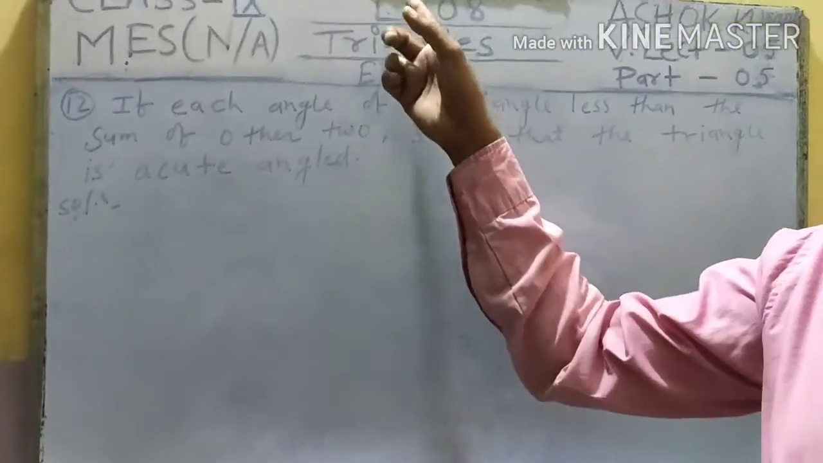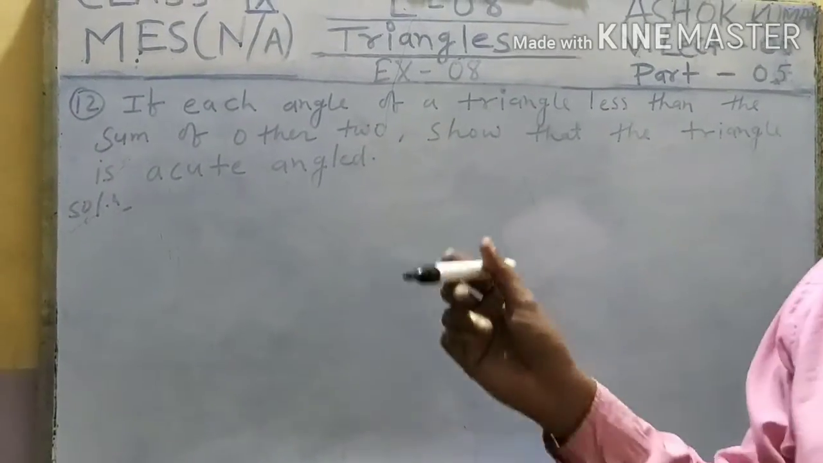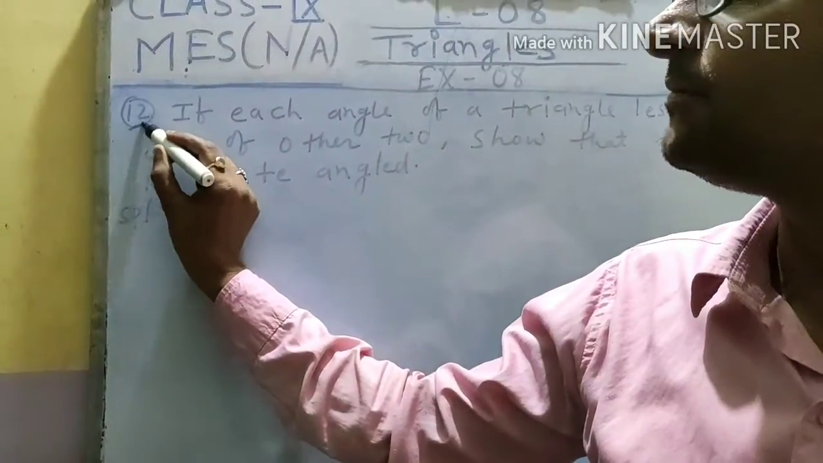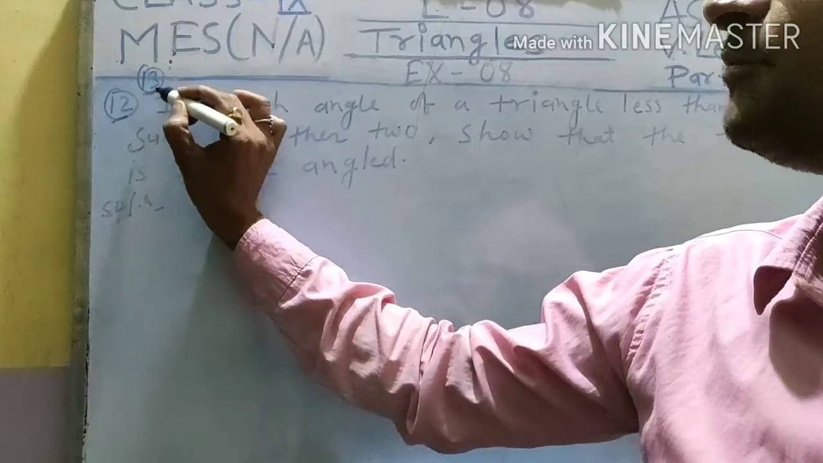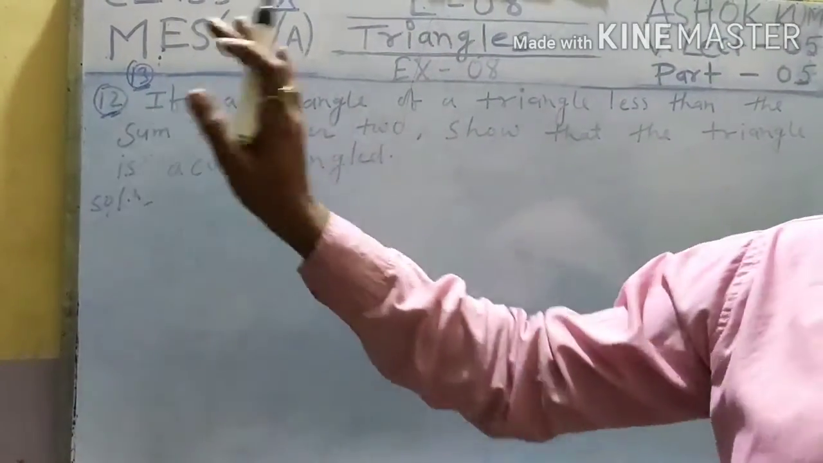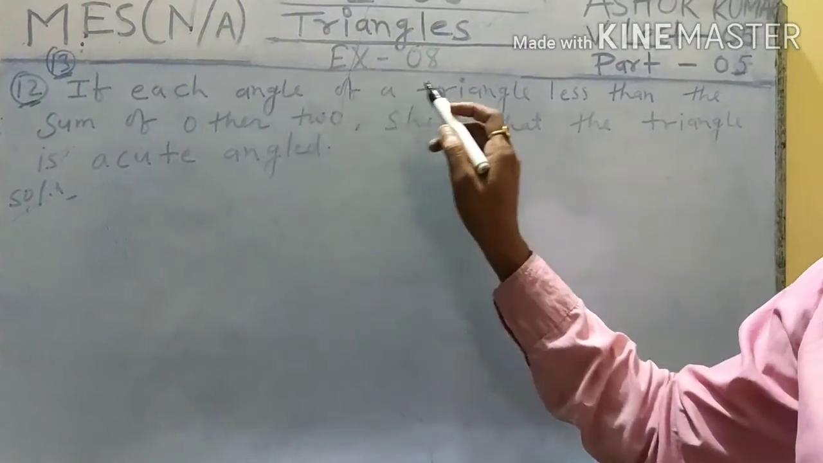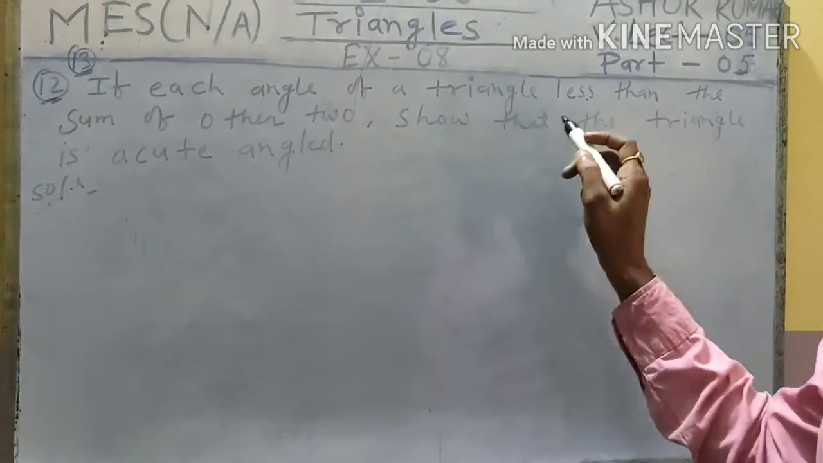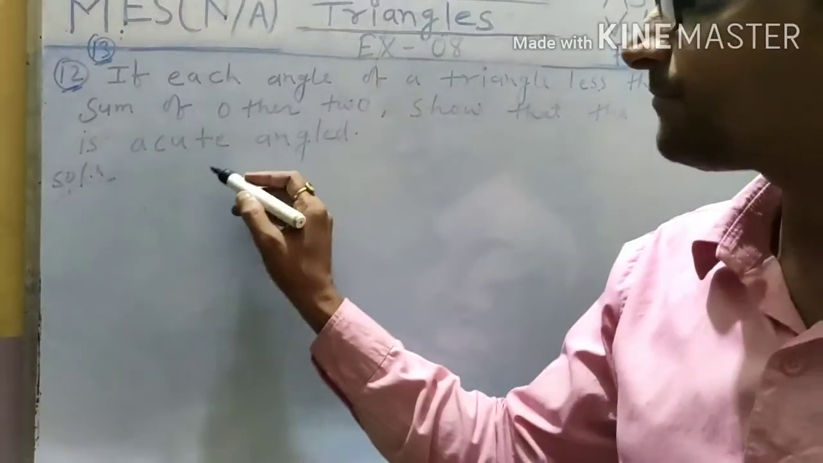Again, student, lesson 8, triangle, exercise 8. This is video lecture part 5. Here, student, question number 12 and 13. Both are almost the same, student. But here question number 12 is: if each angle of a triangle is less than the sum of the other two, then the triangle is an acute triangle.